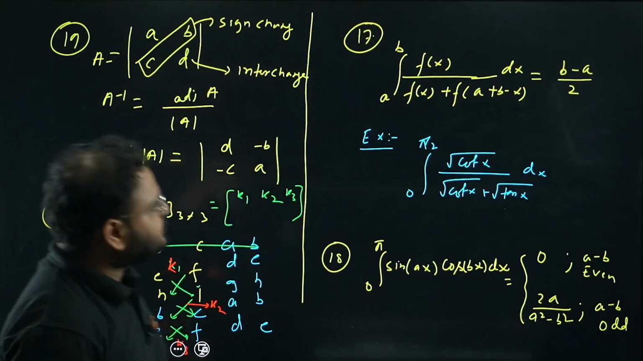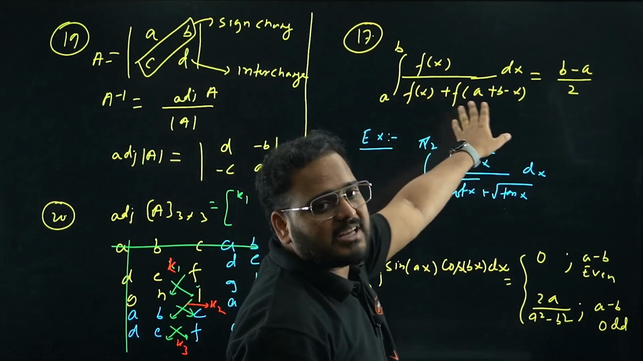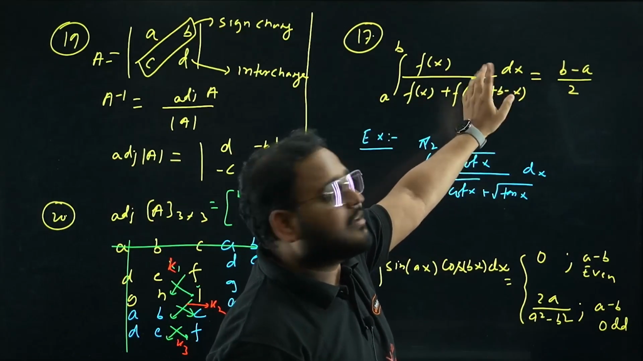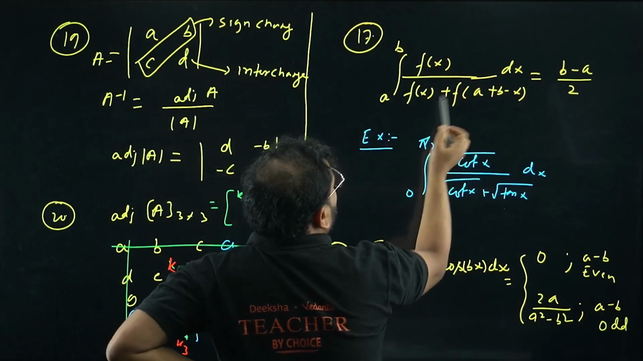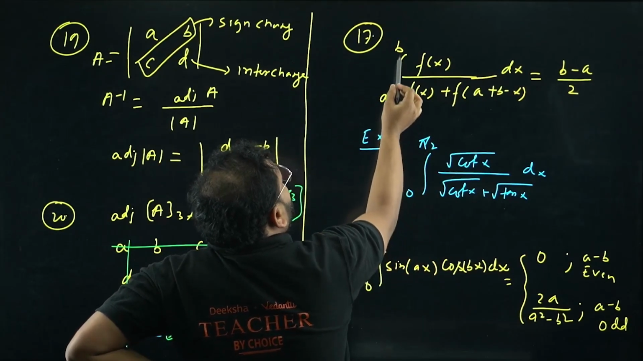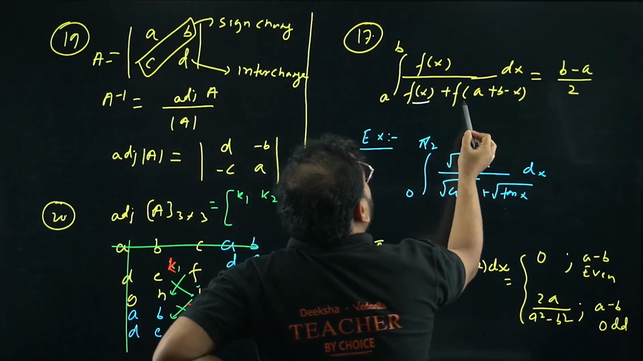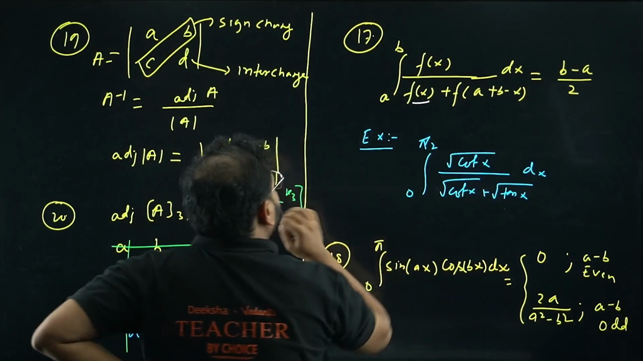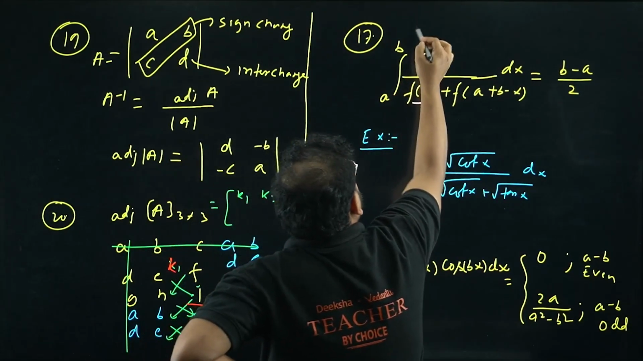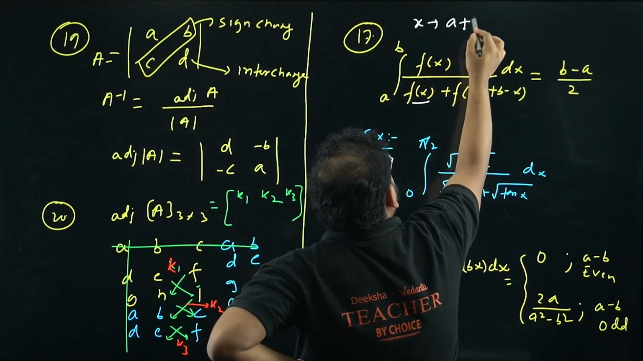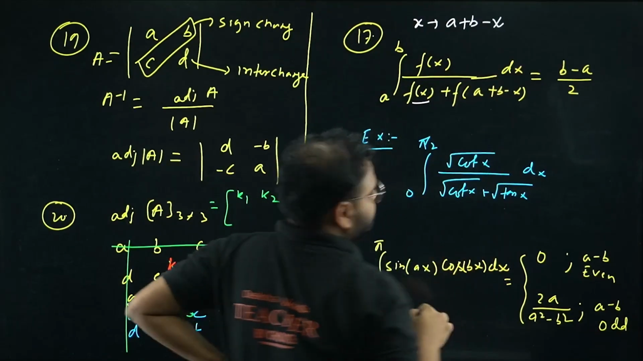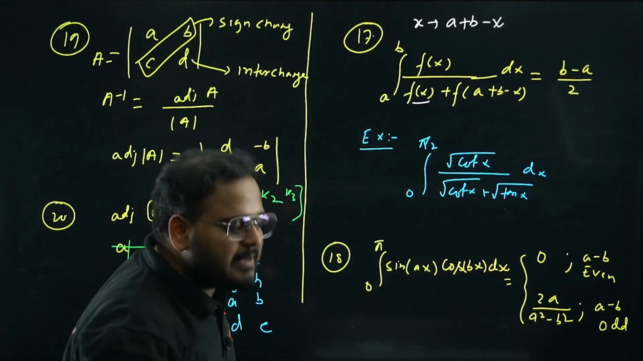Trick 17. Okay, this one people were asking me, sir, this trick we didn't understand. Please check. If you have a question actually like this, the condition here, f(x) is given, and f of a plus b minus x is given. Think about it. What are you going to do? Replace x by a plus b minus x. What are you going to get?